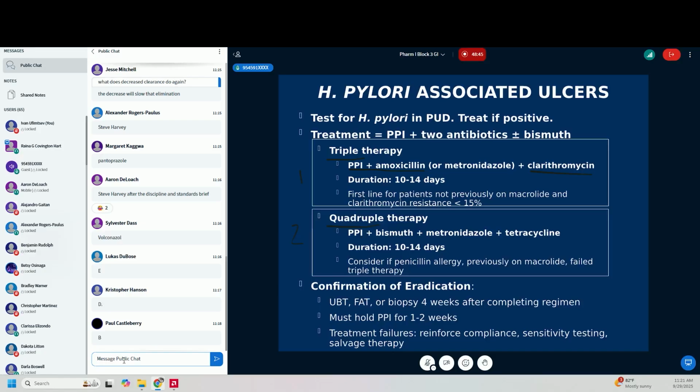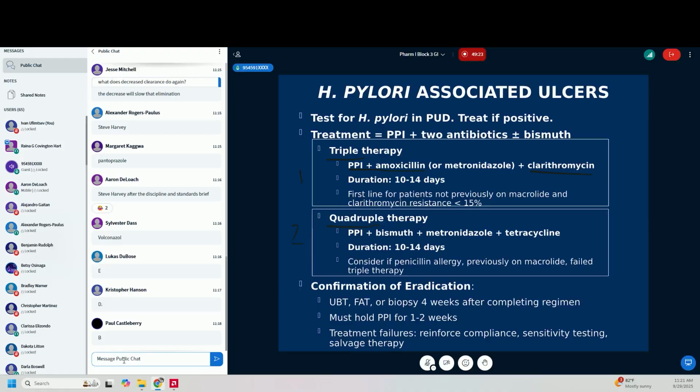Looking at your confirmation of eradication, you're just going to retest them again, essentially. Once you try to retest them, they need to be off of that proton pump inhibitor for at least a week or 2 before you're retesting them, okay? If the treatment didn't work, then you started with triple therapy, which is typically what you're going to start with. Then you will move them down to the quadruple therapy. If that fails, then you start getting labs to try to say, why is my medication regimen not working?